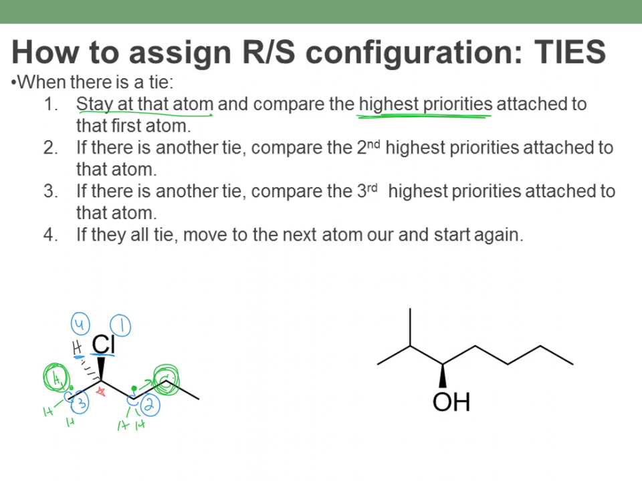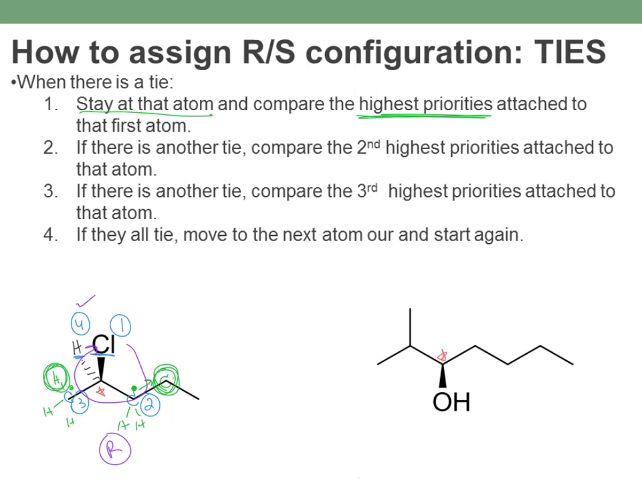Now, if there was still a tie at that highest priority, we'd go to the second highest priority. If those tied, we'd go to the third highest priority. If those tied, we'd go out another set of atoms and start that whole process over again. Once you've assigned your priorities, then all the rules are the same. So in this case, my lowest priority group is in the back, check. I draw a circle from 1 to 2 to 3. It looks like I'm going clockwise in this case, so that's an R configuration. That's an R.